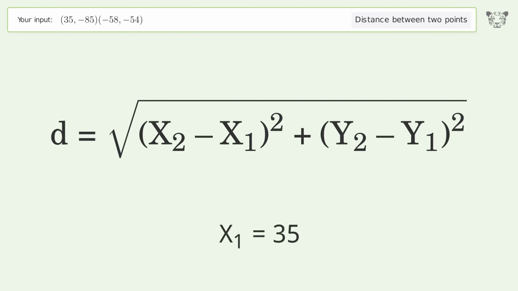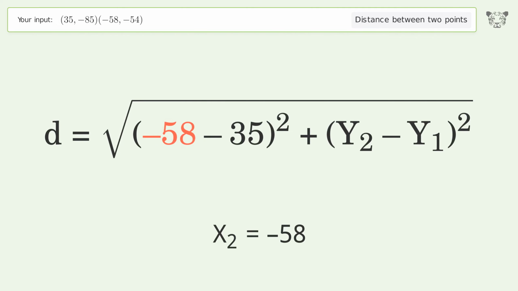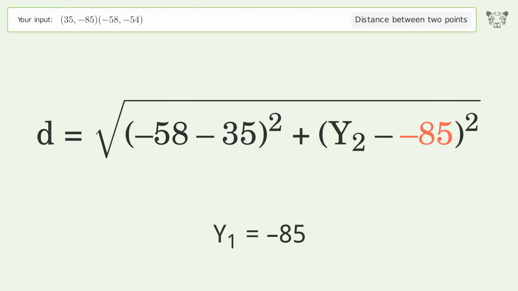x1 equals 35. x2 equals -58. y1 equals -85. y2 equals -54.